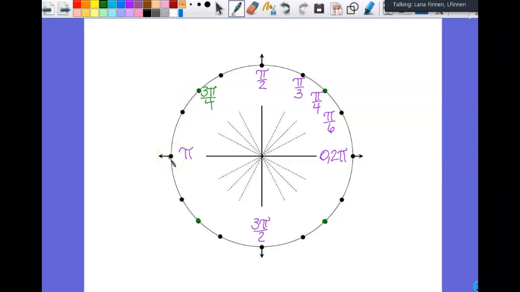And then I keep going to 5 pi fourths. Another 45 gives me 6 pi fourths, which reduces to 3 pi halves, which means this one is 7 pi fourths. And then I would get to 8 pi fourths, which is 2 pi. Okay?